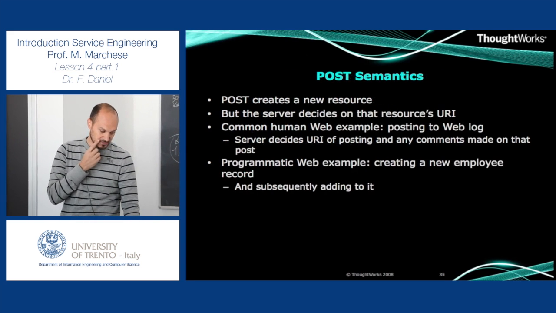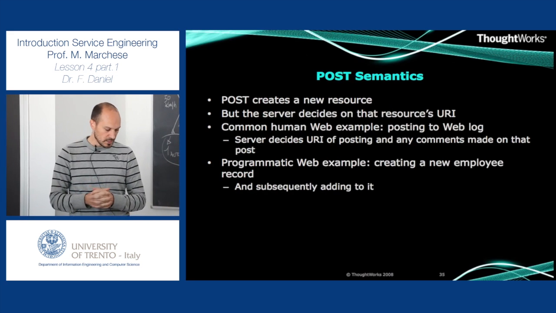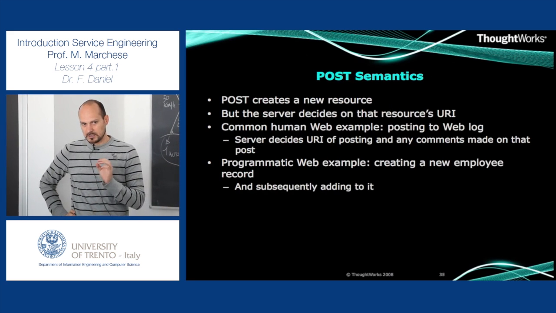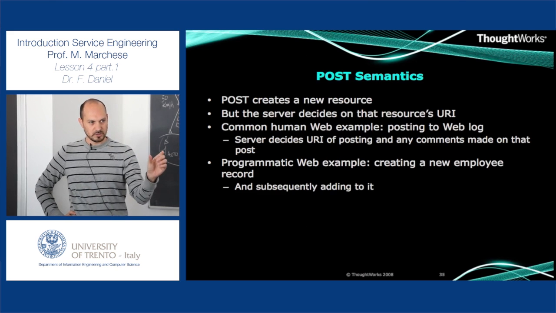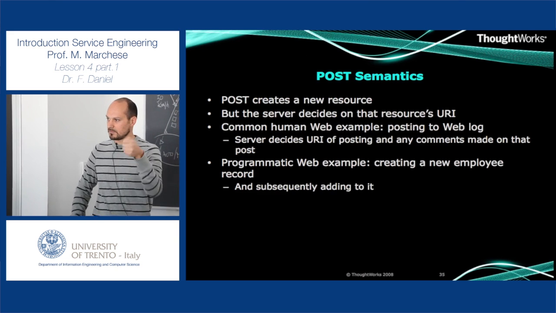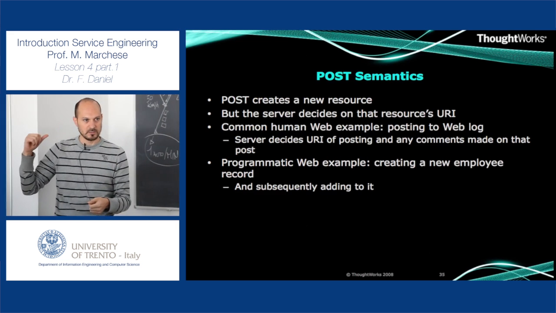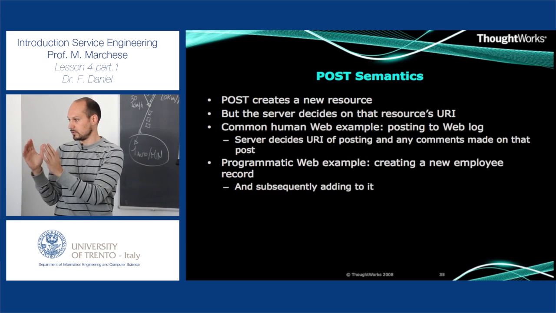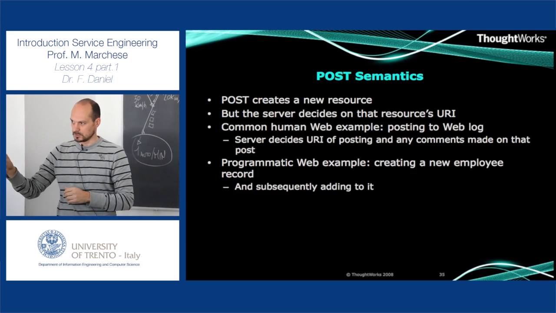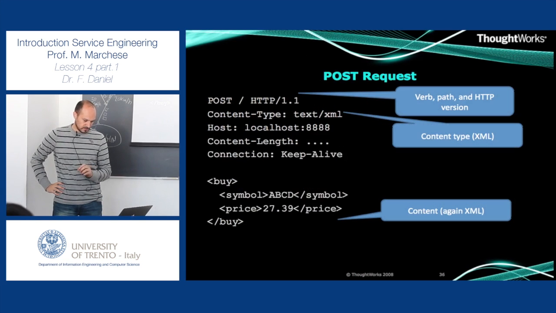Let's recap the logic of this. POST creates new resources, and the server decides on the URI. So you have one endpoint of the web service, which is the URI. You send something to that. The server creates a new resource and sends you back the URI of this newly created resource. So in the future, you can use this newly created URI to directly talk to your resource. This is what we saw last time.